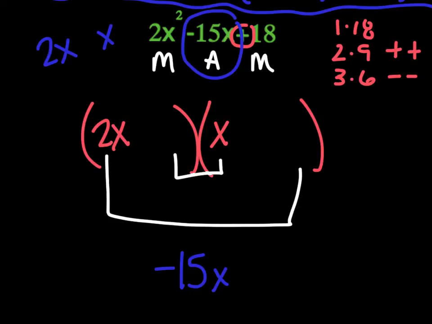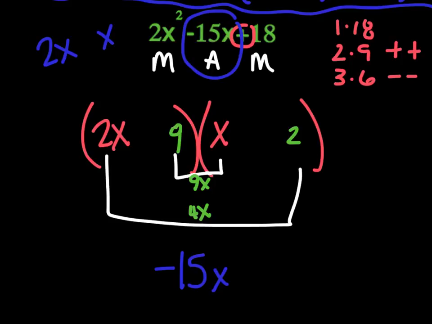Let's try, I don't know, 2 and 9. And again, it's a guess and a check. I'm going to put my 9 here and my 2 here. And let's see. My inners make 9x. My outers make 4x. Does that ever get me a 15? Well, if I add them, I get 13. If I subtract, I get 5, so that's wrong.